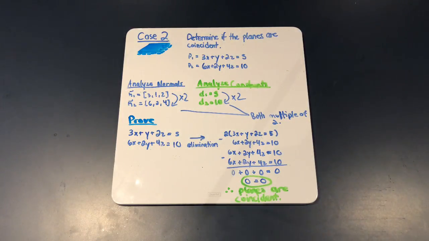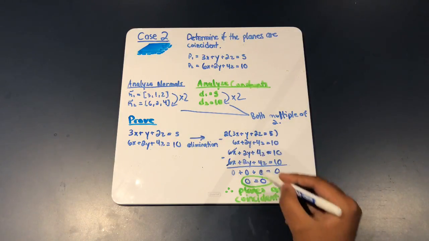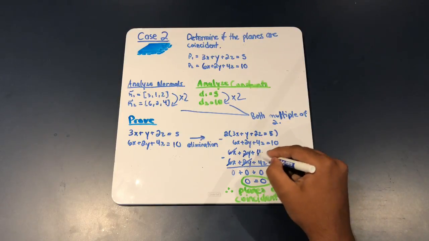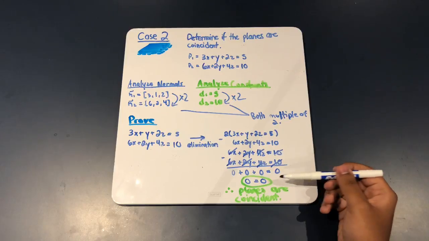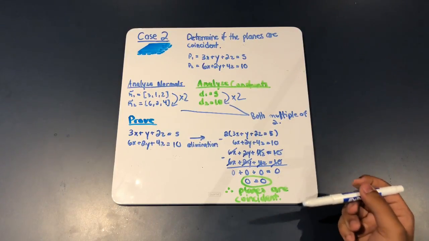When we do that, the 6x's will cancel out, the y's will cancel out, the z's will cancel out, and the constants will also cancel out. What we'll be left with is 0 equals 0, which also means the planes are coincident.